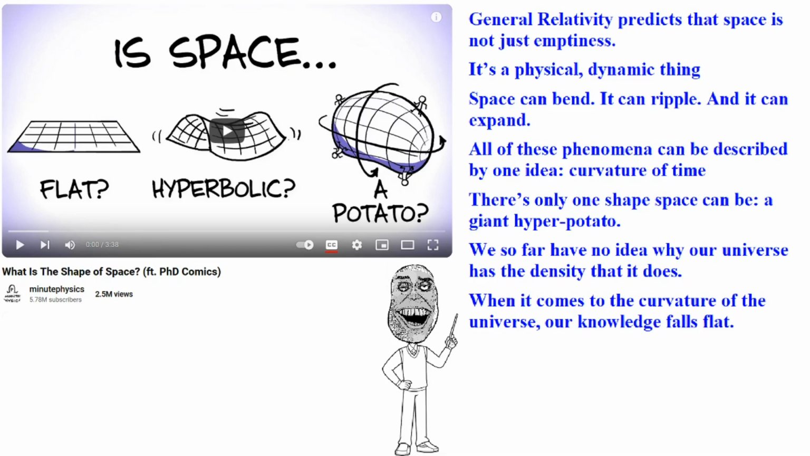That's what it is. Okay, here's another famous site on the internet and YouTube, and that's Minute Physics. And what do they say? General relativity predicts. They always predict, right? That space is not just emptiness. It's a physical dynamic thing. Space is a thing. Space can bend, it can ripple, and it can expand. Yeah, I guess that makes space a thing, right?